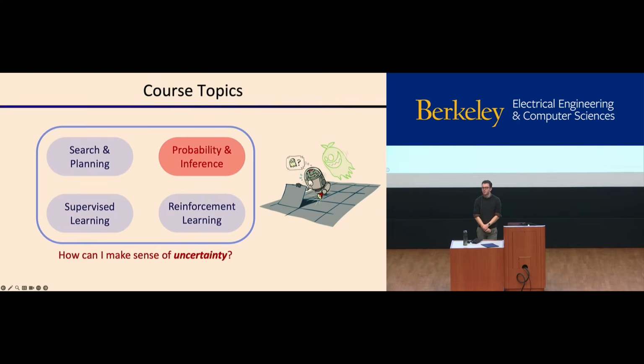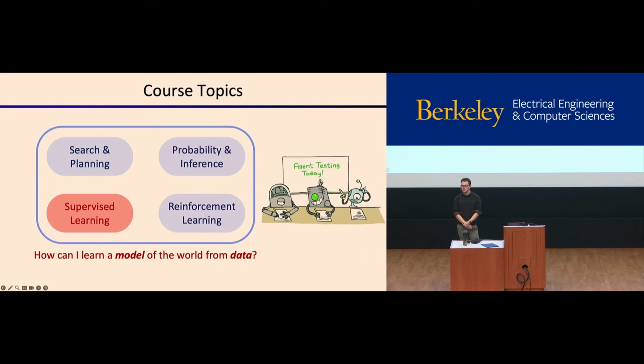The next piece is probability and inference. This says, how can I make sense of uncertainty? This is what's going to allow us to devise systems that are less brittle than the knowledge-based reasoning systems of the 70s, and hopefully avoid another AI winter because we can handle these kinds of uncertainties and vaguenesses of the world.